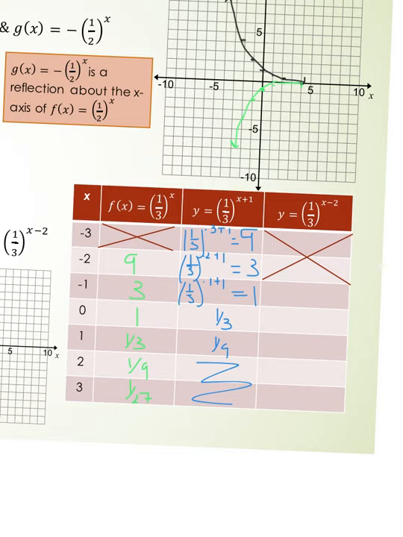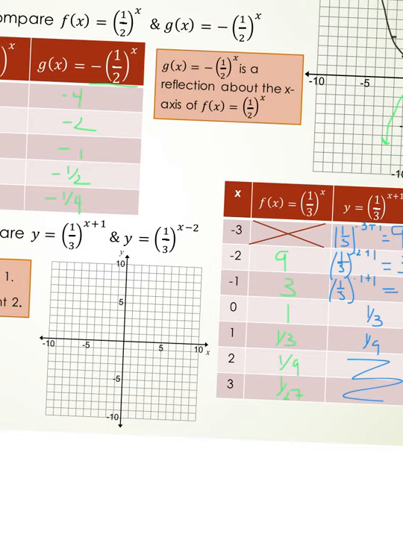For x minus 2 as the exponent, notice we'll have 1/3 to the -1 minus 2, which would be 1/3 to the -3, which would be positive 27. 1/3 to the 0 minus 2, which would give us 9. 1/3 to the 1 minus 2 power, which would give us the 3, and 1/3 to the 2 minus 2 power, which would be 0 power, which is 1, and the next one is going to be 3.